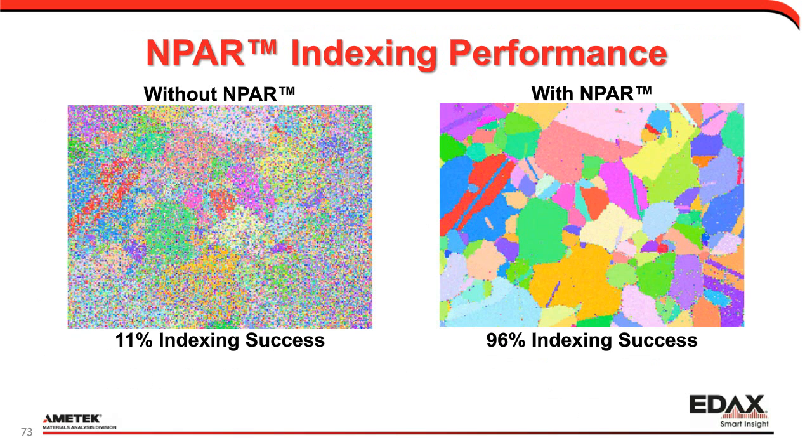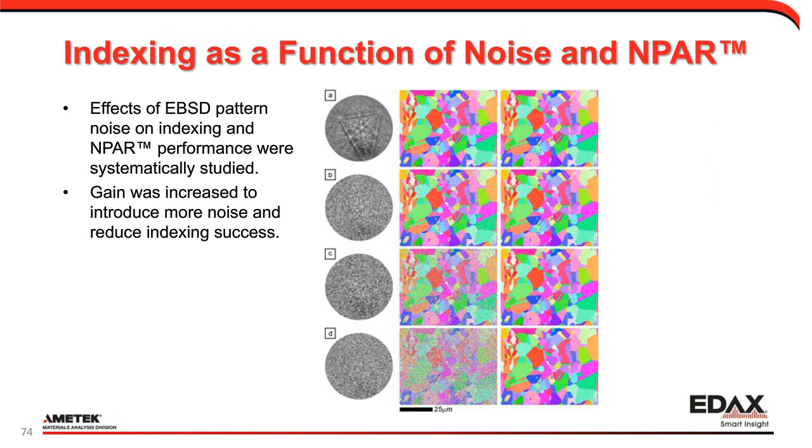This is just an example. Without NPAR, we get about 11% success. With NPAR, it jumps up to 96%, getting the true microstructure. So we looked at this sort of systematically to figure out where things are going. Obviously, if we get a good image as we see on the top there, it's pretty good. But as we introduce more noise, we're still able to get out the correct microstructure. So we feel like we're not introducing artifacts through this approach.